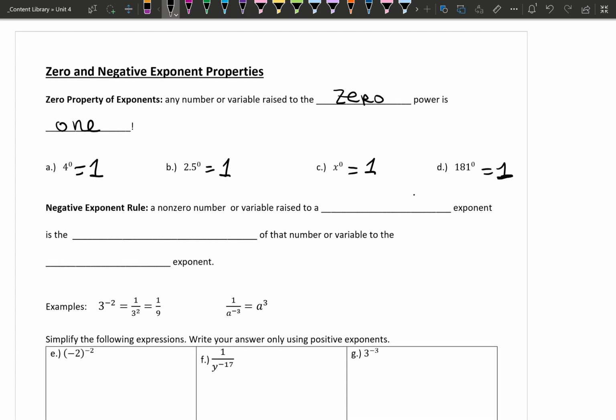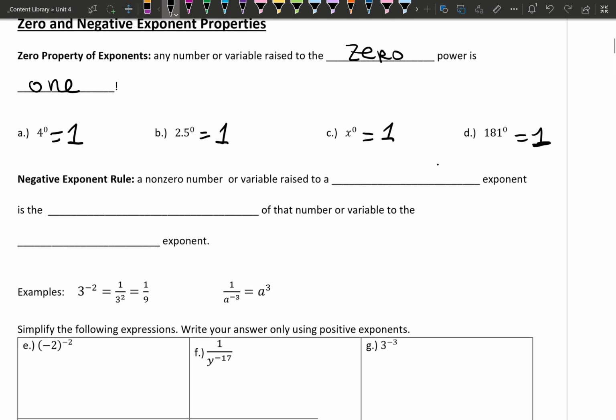It's the easiest. 1 is great because we're going to be multiplying and dividing with it, and multiplying and dividing by 1 is fantastic, right? It gives us the same number back. Let's talk about the negative exponent rule.